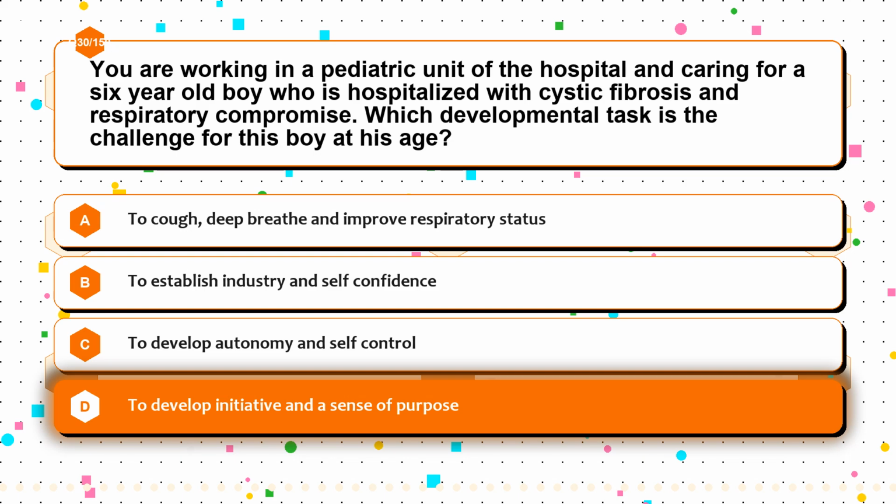The correct answer is option D. To develop initiative and a sense of purpose.